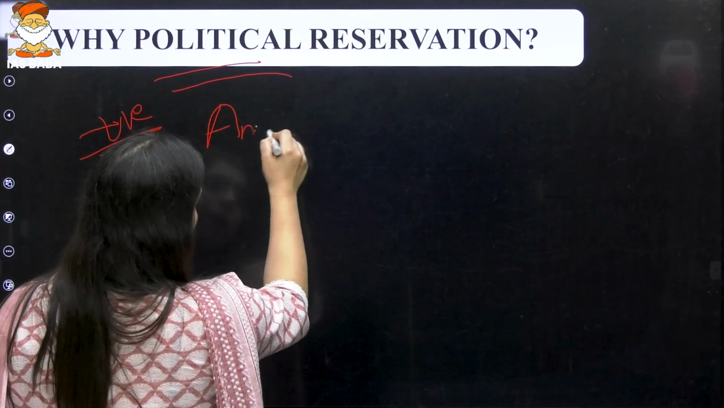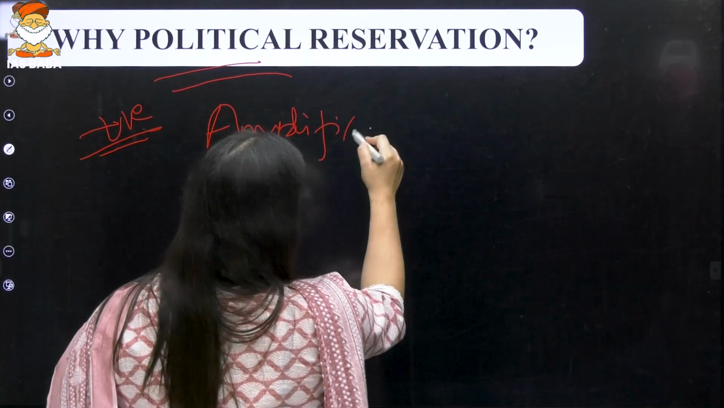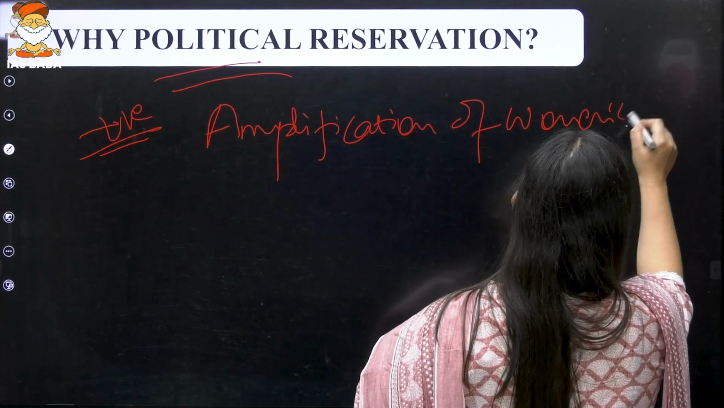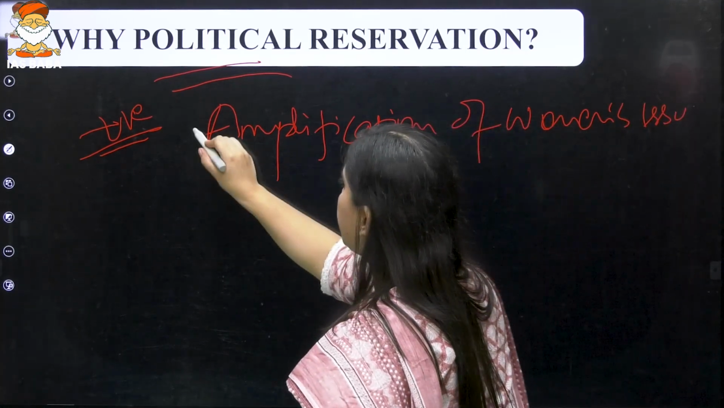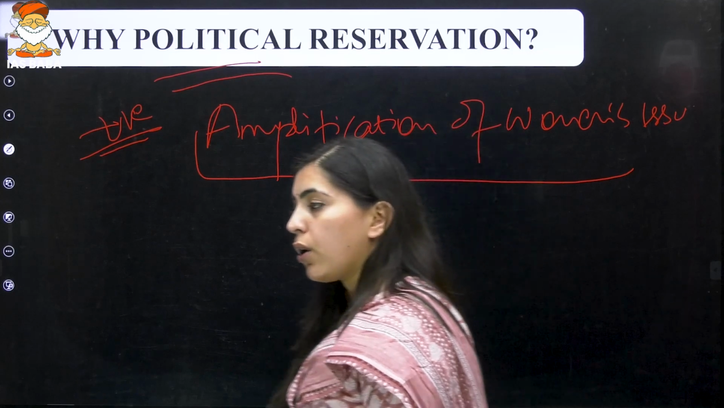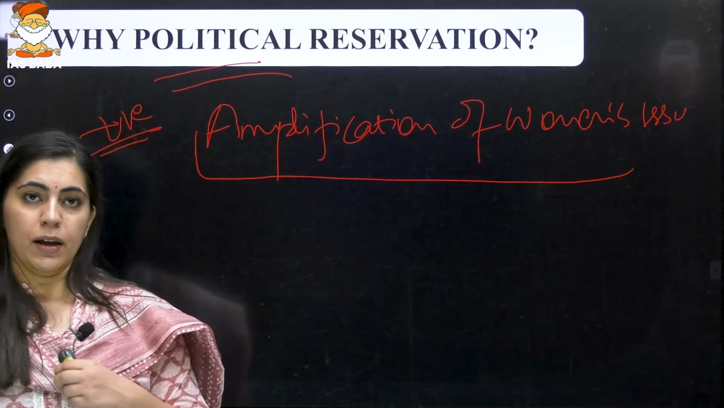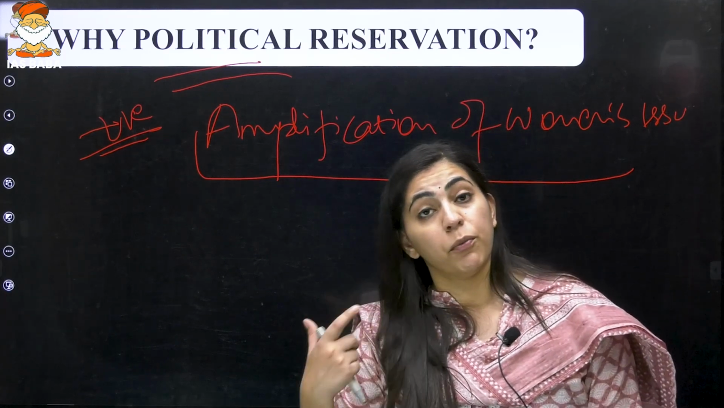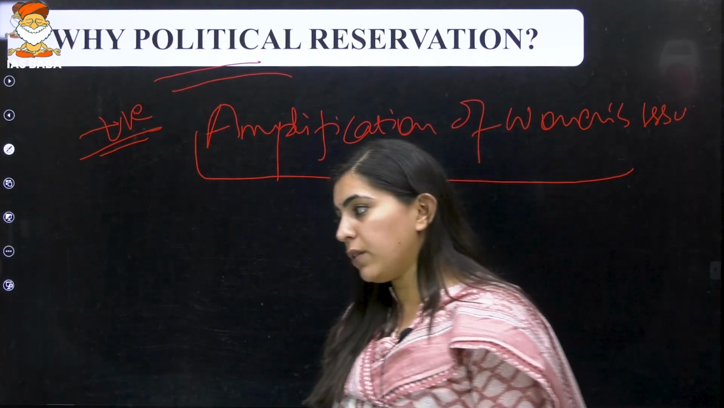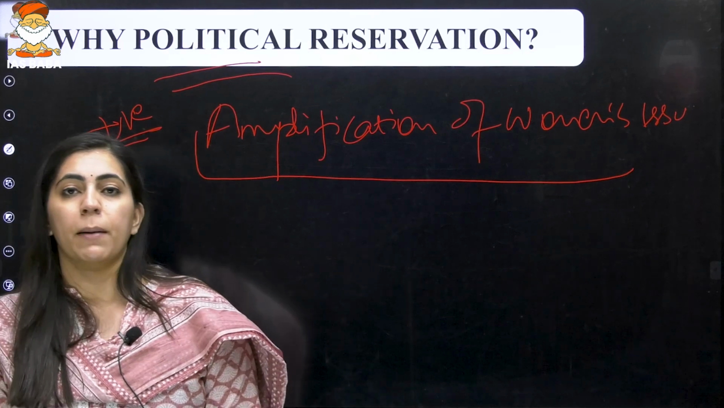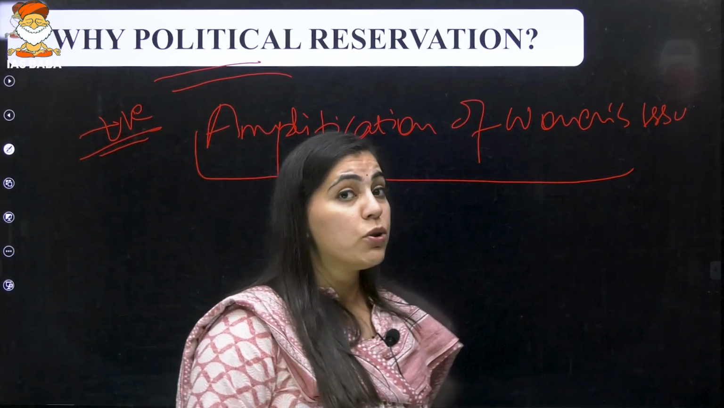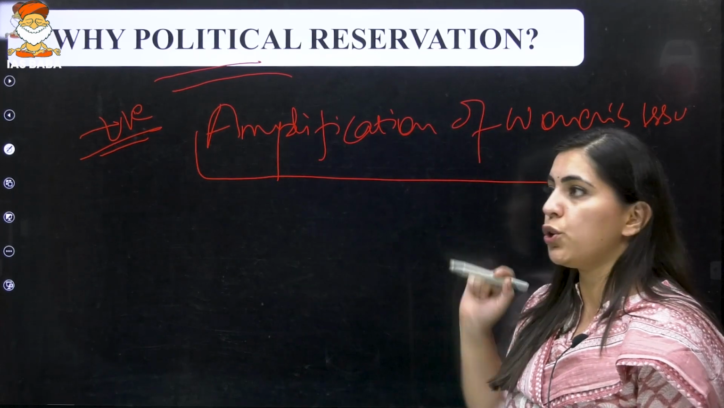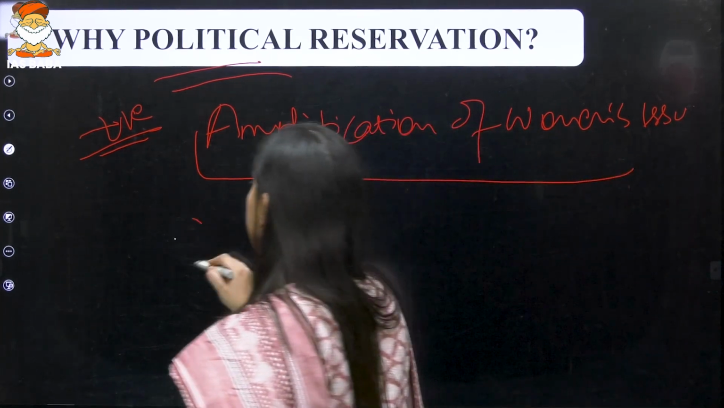First, the amplification of women's issues. Women's issues will become a talking point at the national level, in Parliament. Various policies will be made for women by women themselves. See, as of now, the policies for women are being made by men, right? So they are not able to relate with the problems of a woman in India. So, amplification of women's issues.